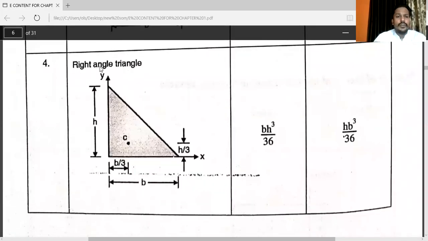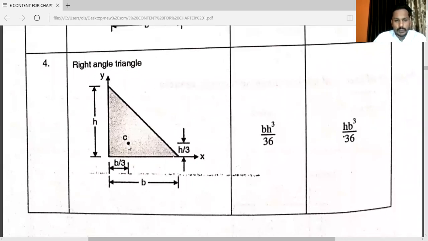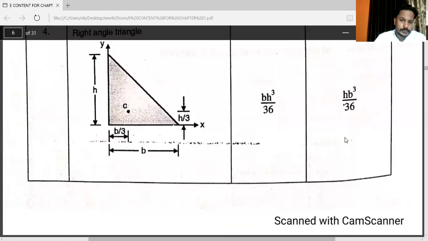Here, that is the right angle triangle, that is another shape. You can see the centroidal point. Here is the 90 degree. So from the 90 degree, it will be b by 3. The height will be h by 3. You can see here, already in the centroid chapter, we completed this in the first year. The formula will be bh cube by 36. This one will be hb cube by 36. This is the Ixx. This one is the Iyy. You have to note down all the points.